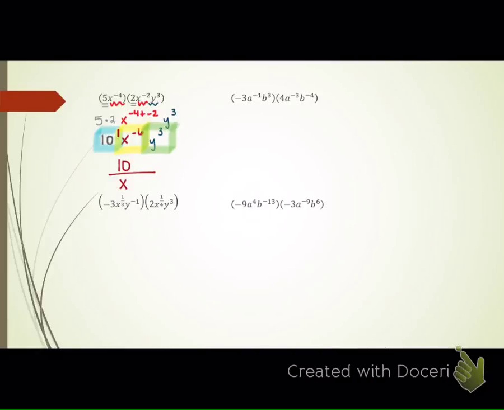When you move it, it becomes positive. So that's x to the 6th. Jack, y to the 3rd. Is that going to stay or is it going to move? It will stay. So we have y to the 3rd there. And that is our final answer.